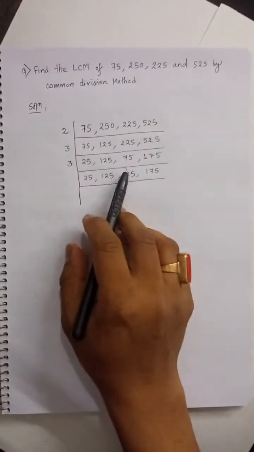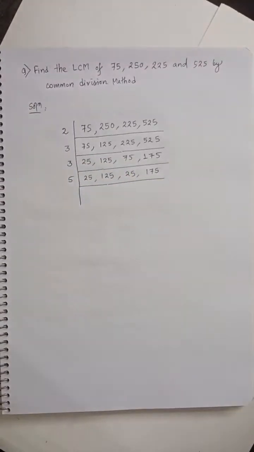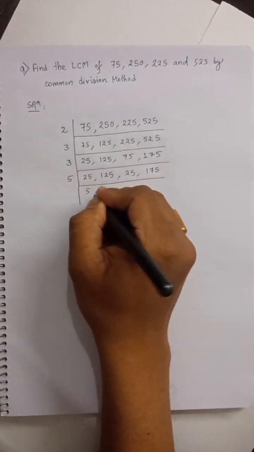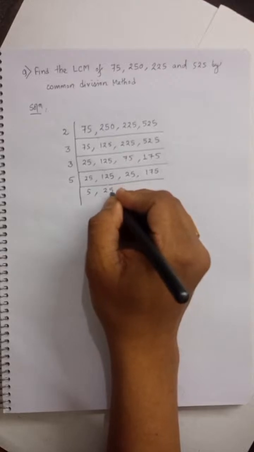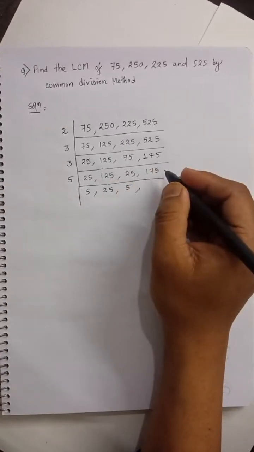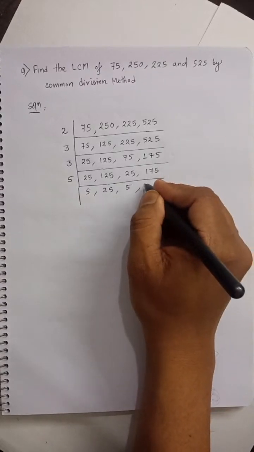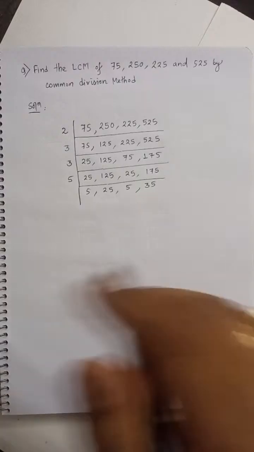Now we can divide the numbers by 5. 25 divided by 5 is 5. 125 divided by 5 is 25. 25 divided by 5 is 5. And 175 divided by 5 is how much? 5 into 3 and 5, 35. So we'll keep dividing by 5.